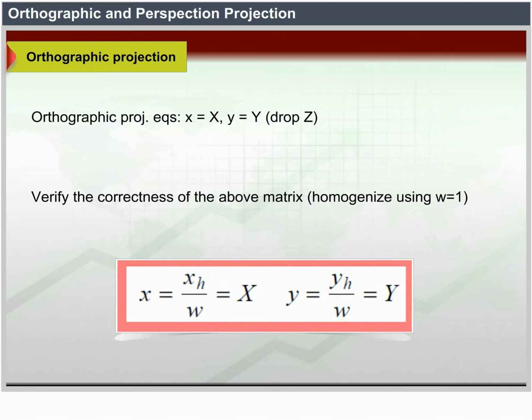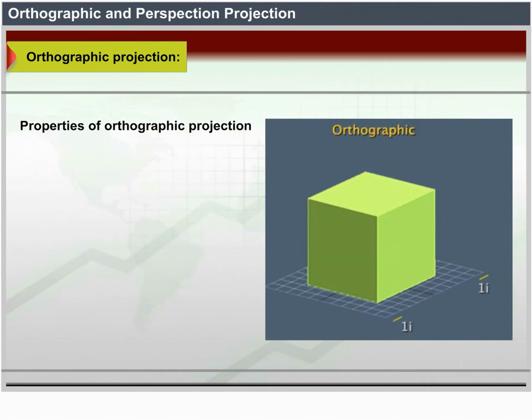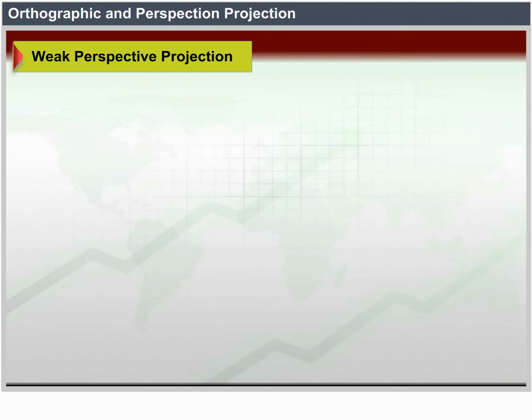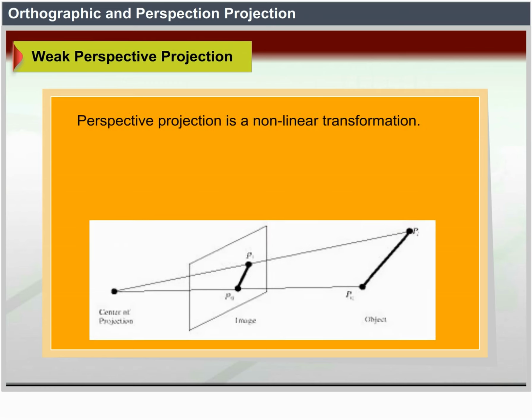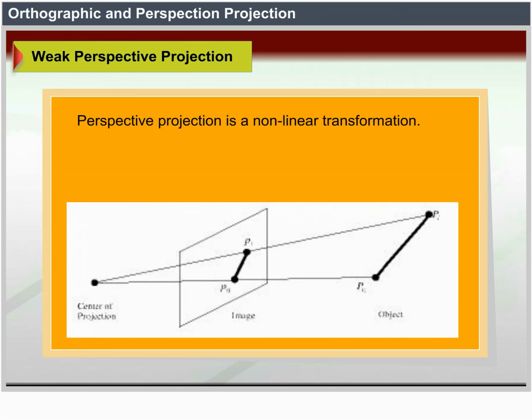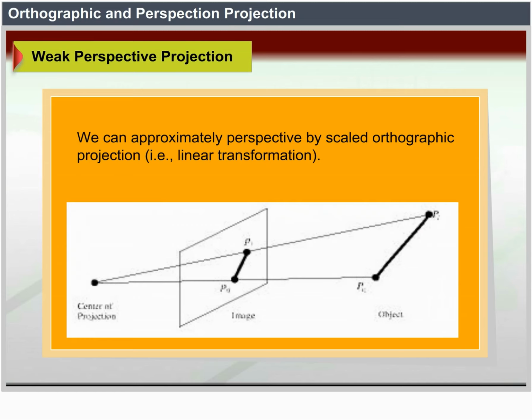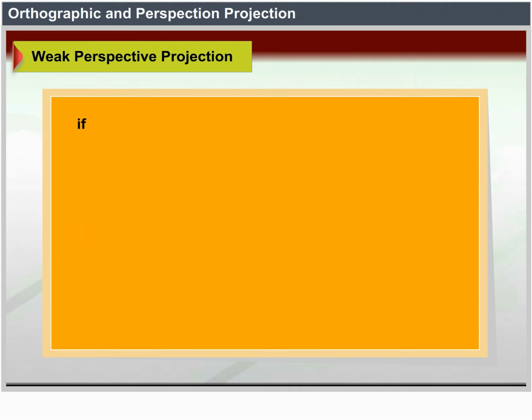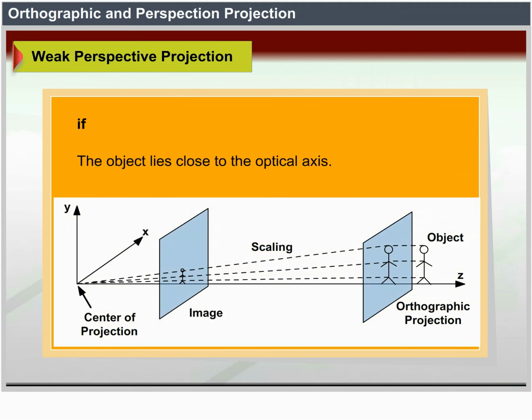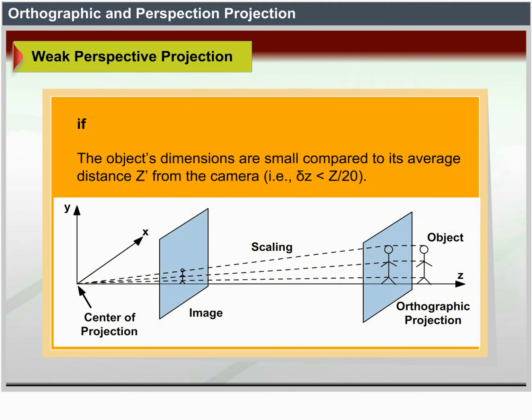Properties of orthographic projection: parallel lines project to parallel lines, and size does not change with distance from the camera. Weak perspective projection. Perspective projection is a nonlinear transformation. We can approximate perspective by scaled orthographic projection, that is, a linear transformation, if the object lies close to the optical axis and the object's dimensions are small compared to its average distance z' from the camera, that is, delta Z is less than capital Z by 20.